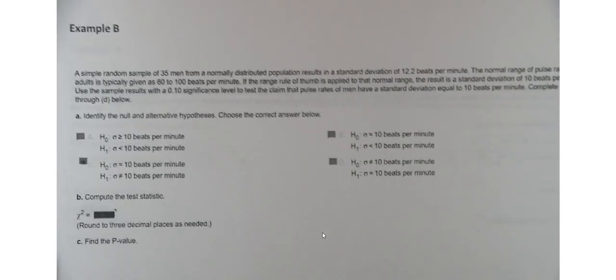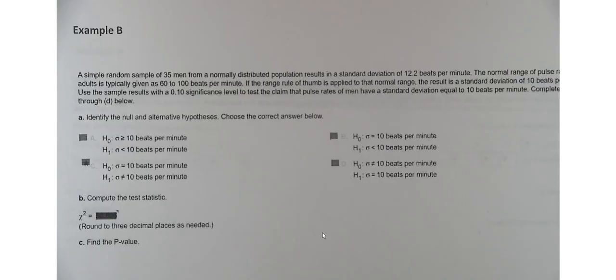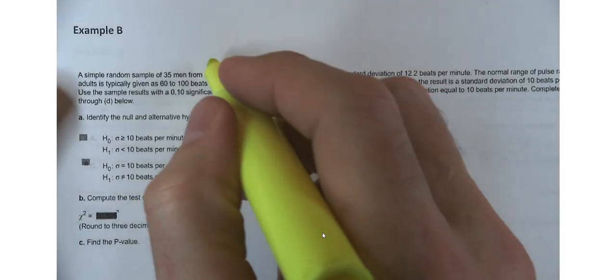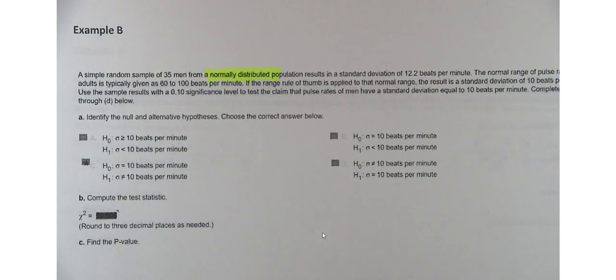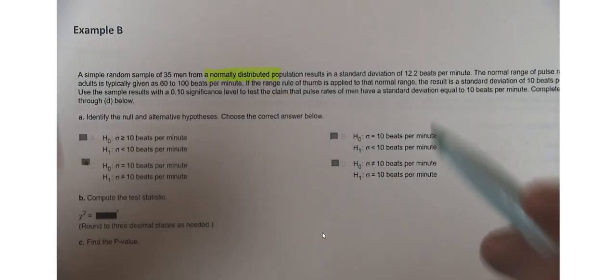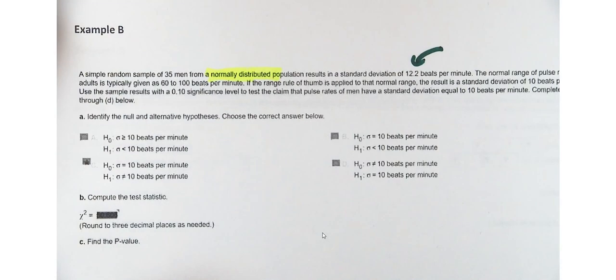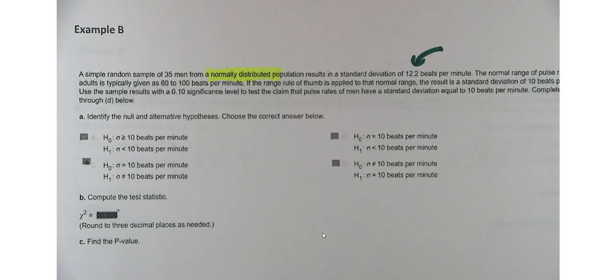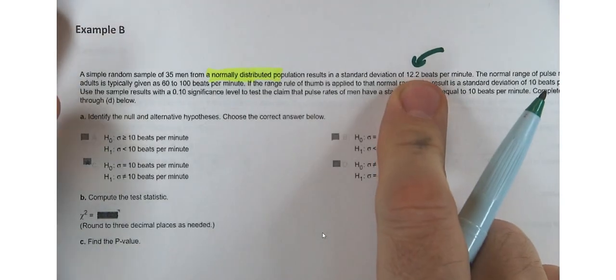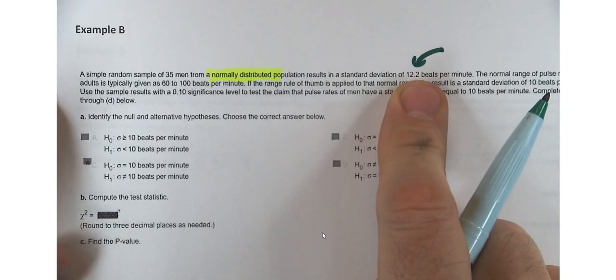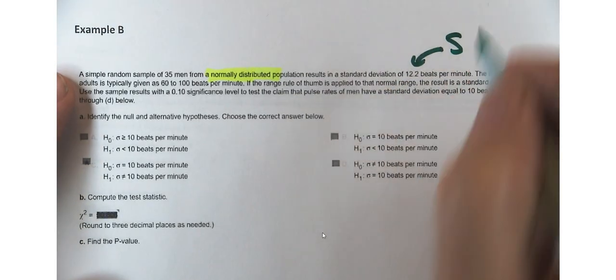Simple random sample of 35 men from a normally distributed population. So once again, they're giving you that little bit of information that we need. Results in a standard deviation of 12.2 beats per minute. What symbol should I use for that 12.2 beats per minute? Is this sample data or is that population data? Yes, so it's sample data, so S.